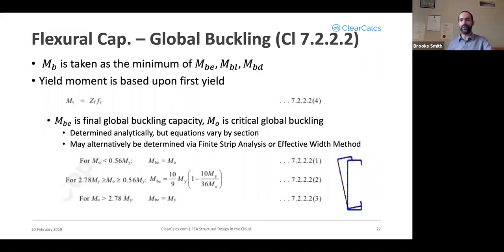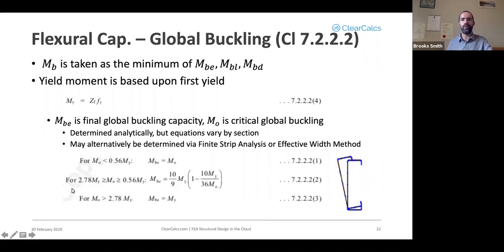But if you use the finite strip analysis for getting it, you need to redo your finite strip analysis for every possible section, for every use of the section that you have, because it varies depending upon the length and the unbraced length of your member. In general, though, we're going to calculate it analytically.